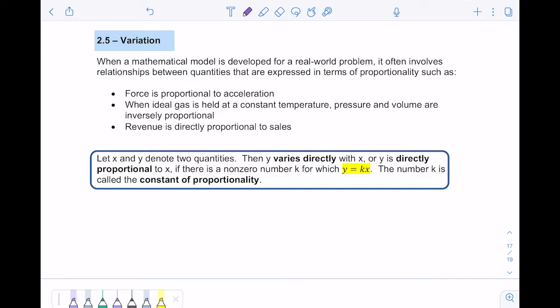Hi, welcome to 2.5, where we're going to talk about variation. Specifically, we're going to talk about direct and inverse variation and what the difference is.